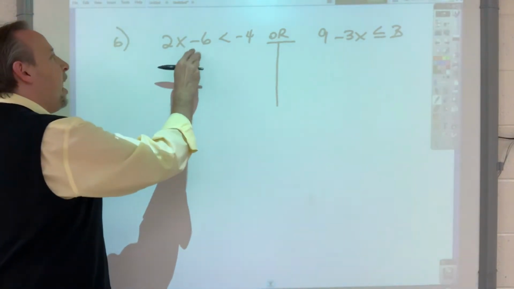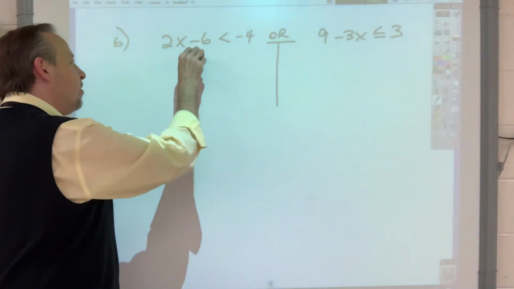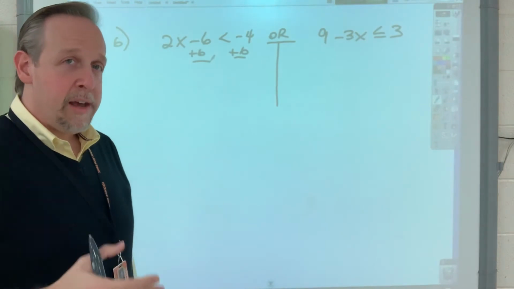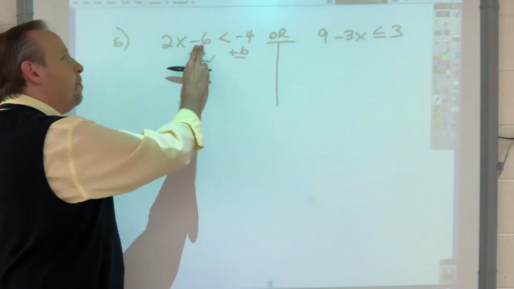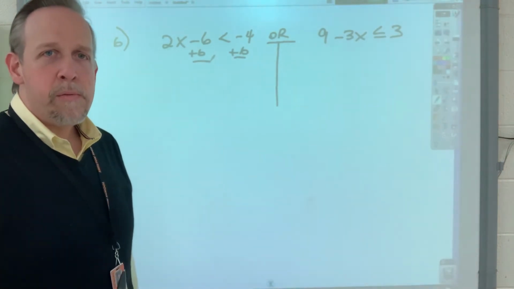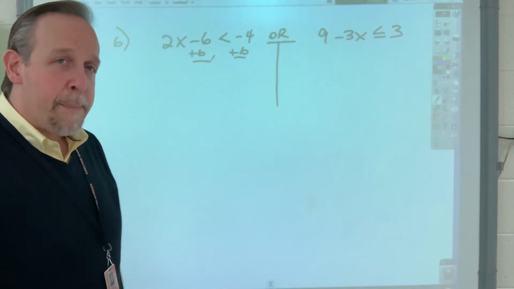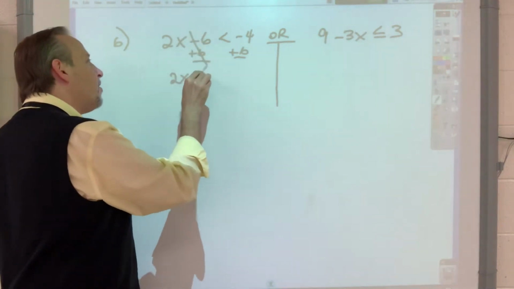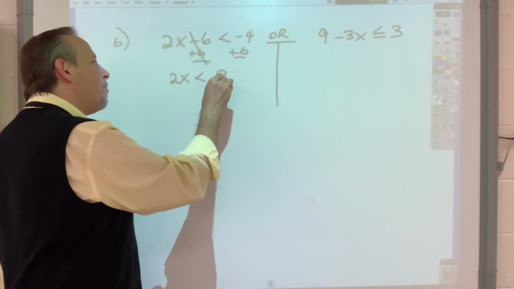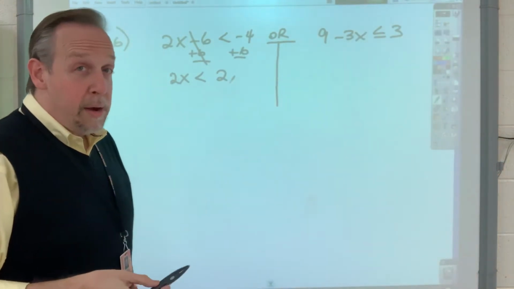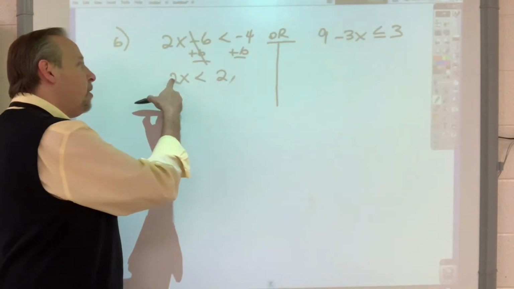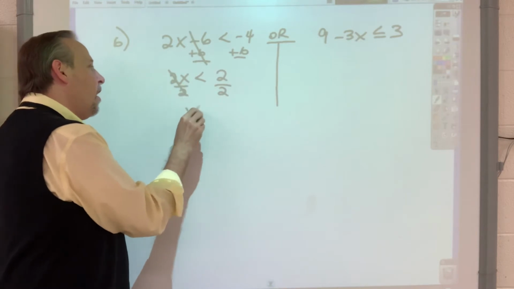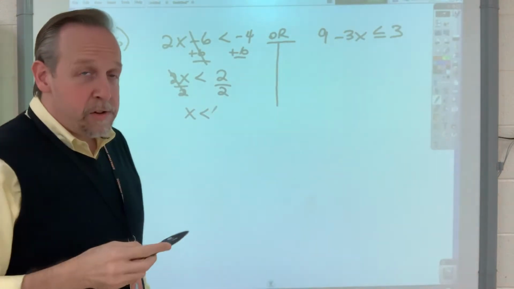On this one, I have to add 6 to both sides. We add 6 because we're trying to isolate the variable x, and that term, the minus 6, well, it doesn't belong there. So we're getting rid of it using the inverse operation. We're adding instead. That cancels it out on the left side. 2x is less than negative 4 plus 6 is positive 2. Now I have to divide both sides by 2 to get the x by itself. See, that cancels out the 2's here. And on the right side, 2 divided by 2 is the number 1.